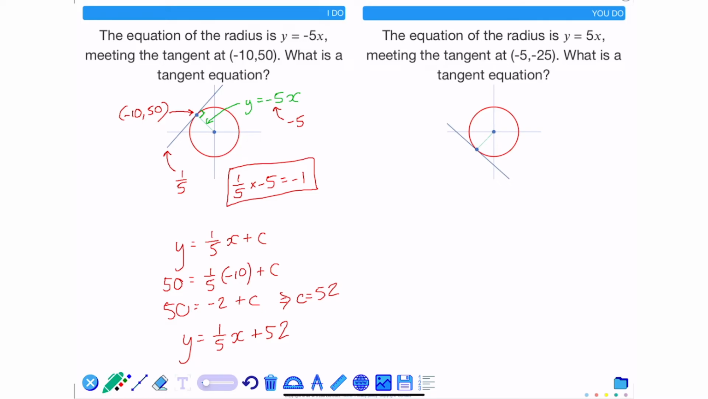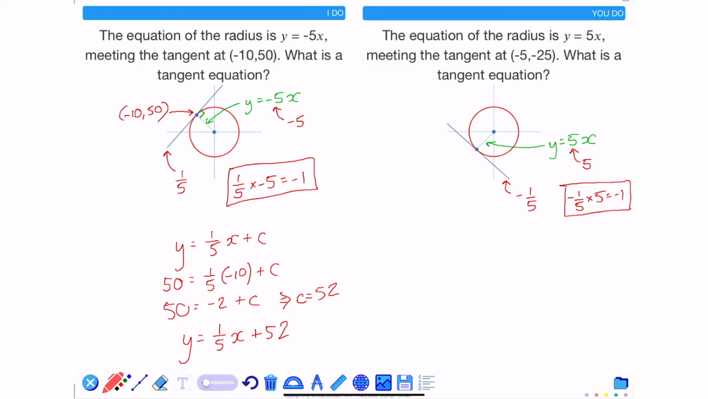So with this question, we know that the radius has an equation y = 5x. Interpreting the key feature of the straight line, we know that the gradient is 5. This means that my tangent gradient will be -1/5, simply so that the product of the two gradients is equal to -1.